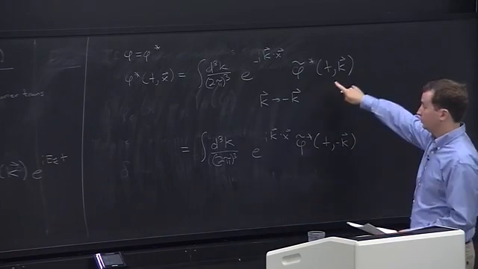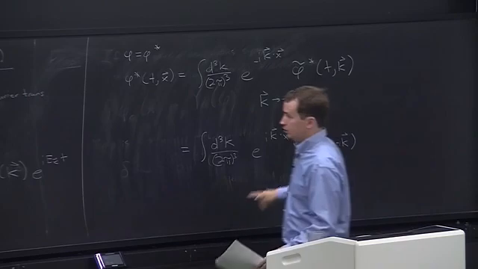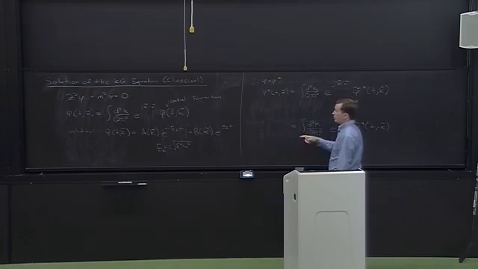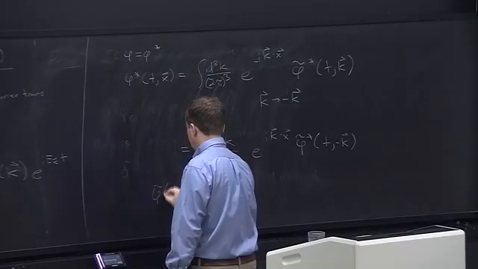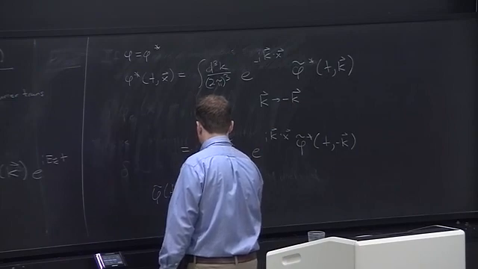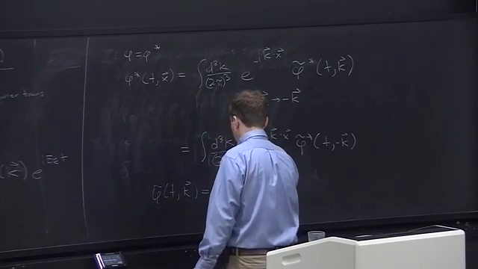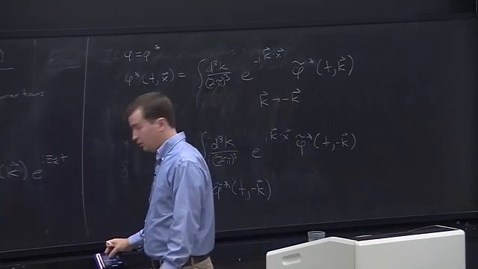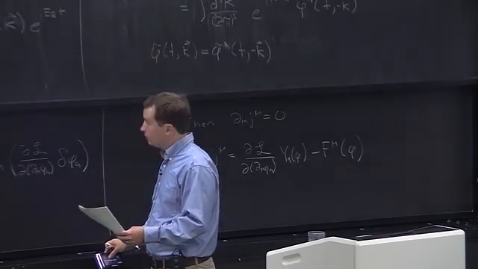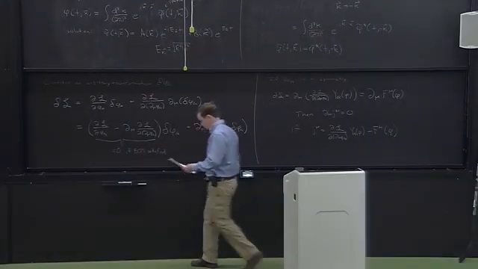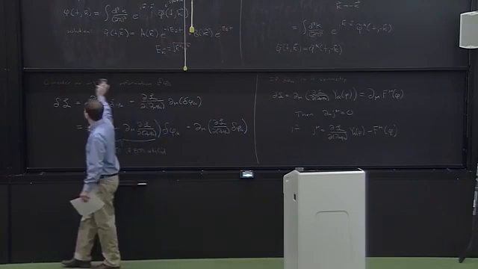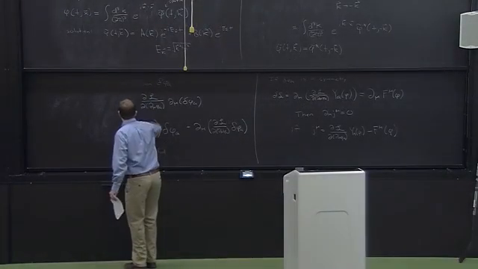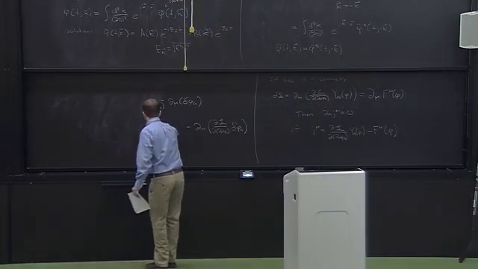And so that's comparing this expression. If we want phi to be equal to phi star, then we should have that phi tilde of t and k is equal to phi tilde star of t and minus k. And that gives us a relationship between A and B.